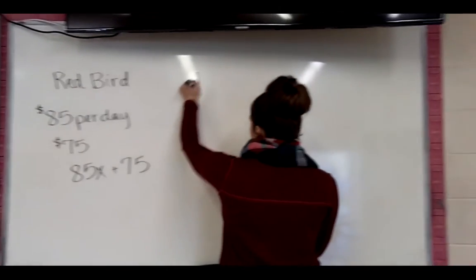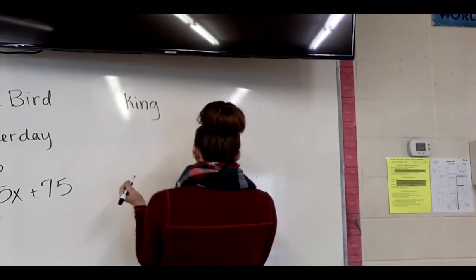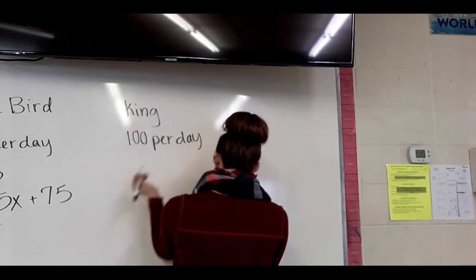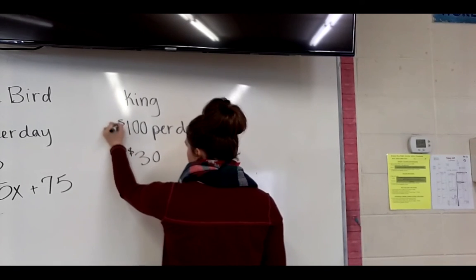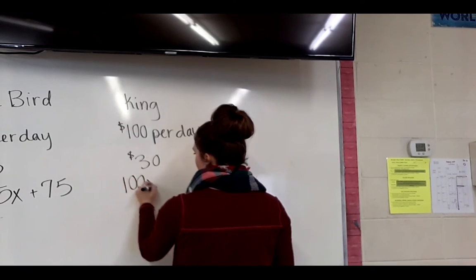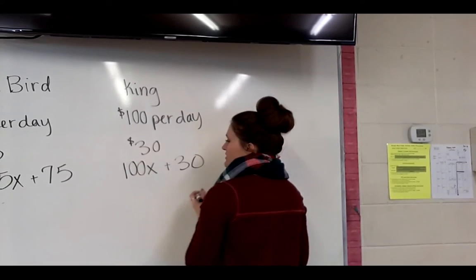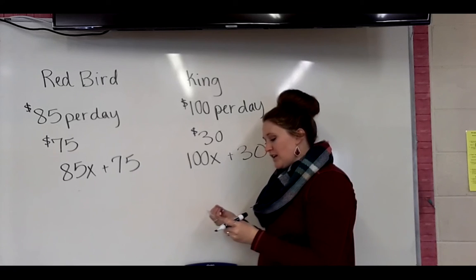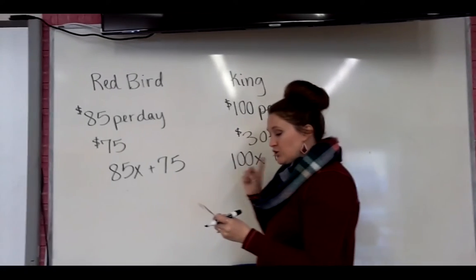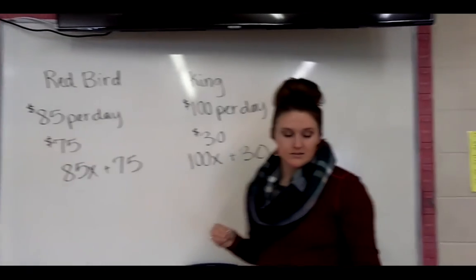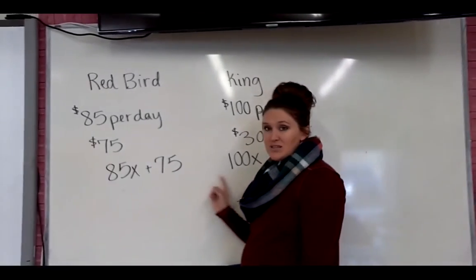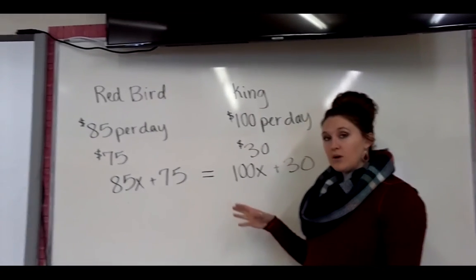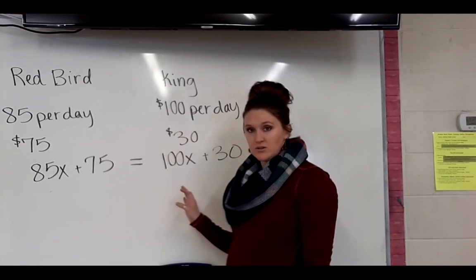For King Cruises, another cruise line, it is $100 per day, but then just a one-time fee of $30. So that one would be 100X plus 30, or 30 plus 100X. Then the question says, write and solve an equation to determine for what number of days, so for X, the two cruises would be the same total price. For these to be the same, they would have to be equal. I set them equal. Now we solve. That would be your first answer. Okay, we've set it up.